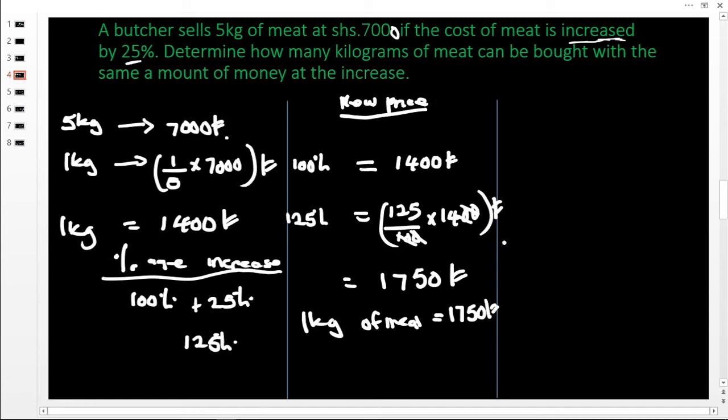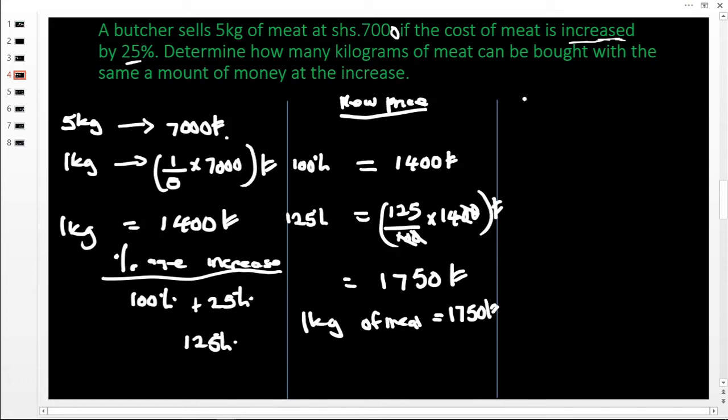Now we have not answered the question yet, but we are soon answering it. Then the question says, determine how many kilograms of meat can be bought with the same amount of money at the increase. At the same amount of money, what is that amount of money? 7,000 shillings. Then by then we got 5 kilograms, because each kilogram was at 1,400. Then we want to know, if now it is at 1,750, how many kilograms are we going to get?